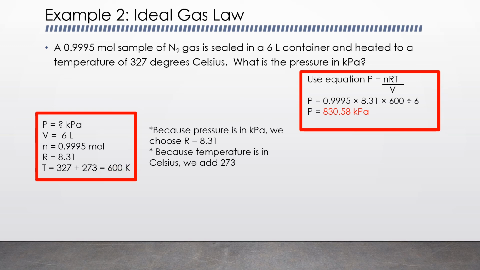What is the pressure in kPa? Okay, so we have to know our units for pressure because that determines which R constant we're going to choose. And because pressure is in kPa, we're going to choose an R constant of 8.31. Now we are looking for pressure. So we're going to use our equation for pressure equals nRT divided by V. Plug in your numbers and solve.